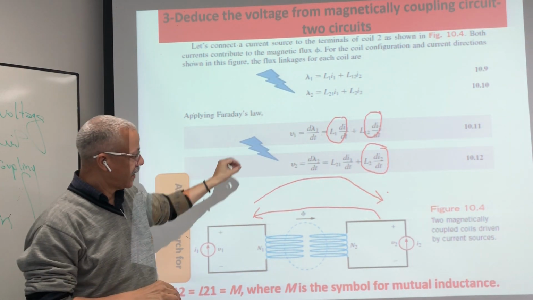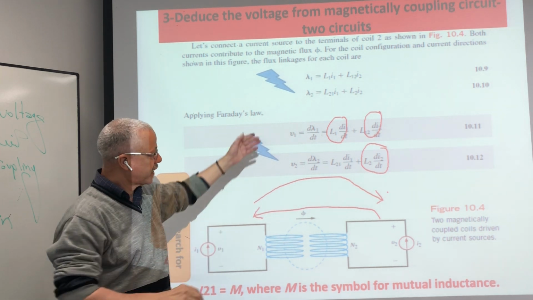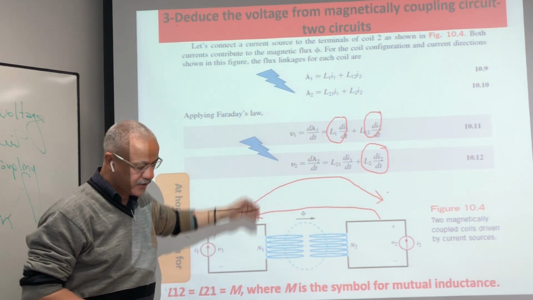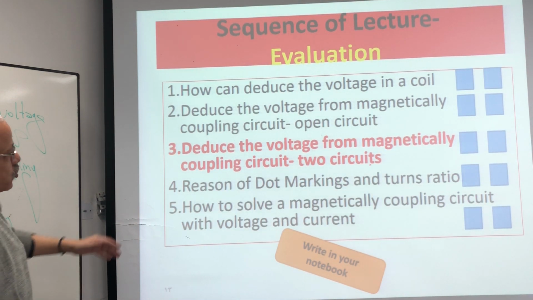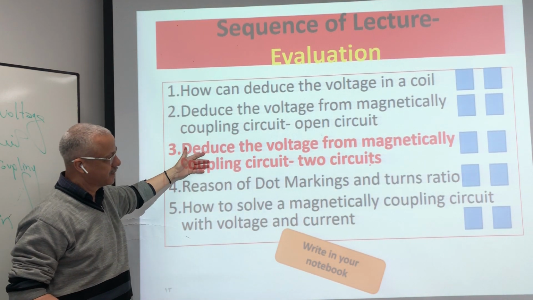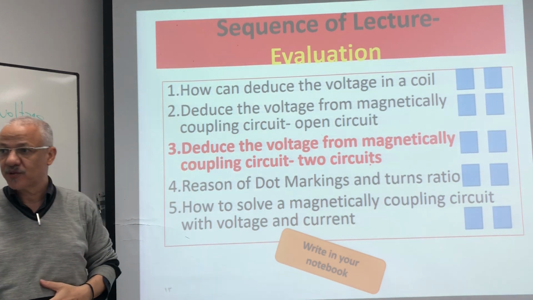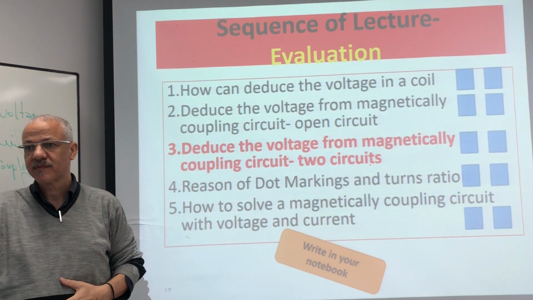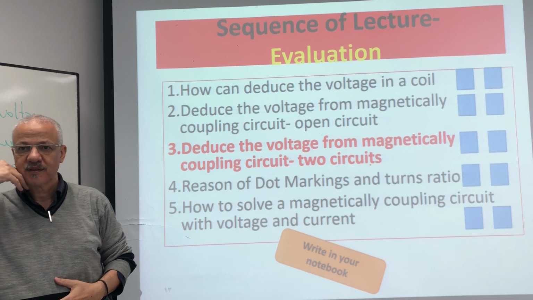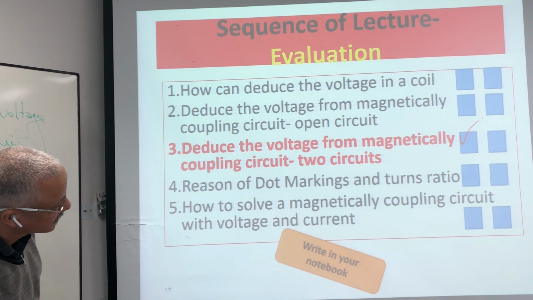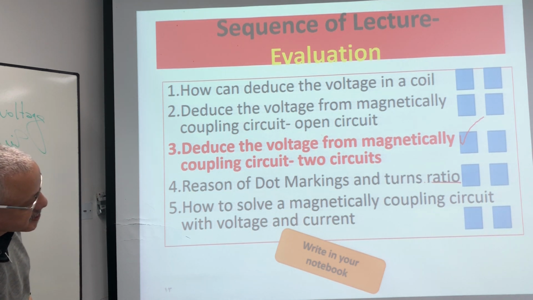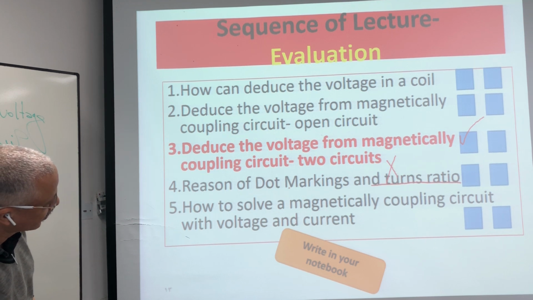So now, if I have two coupled circuits with closed loops, I can derive V1 and V2. So, for two magnetically coupled circuits, have you understood this part or not yet? Sally? No? No? Yes. So we have to move to the other part. Have we covered the turns ratio? So we can cover the turns ratio. So let's go to the dot marking.